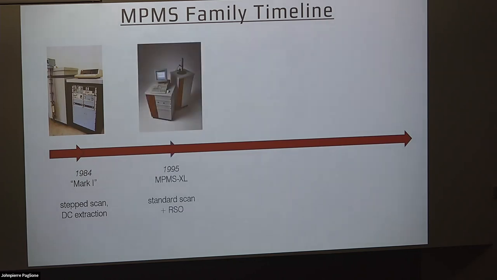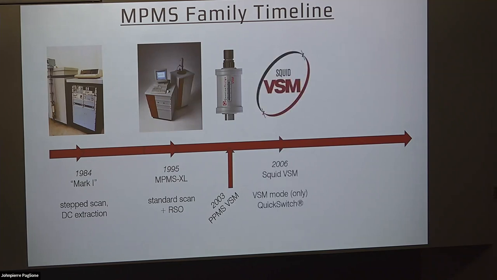The generation of product I used when I was a graduate student at UC Davis was this one here, the MPMS XL, which introduced the reciprocating sample option, which dramatically increased the sensitivity of the magnetometer. So again, this is a SQUID-based magnetometer, being able to measure the DC moment down to, well, with the latest generation, down to 10 to the minus 8 emu. And then in a parallel universe, we developed the PPMS, and we developed a VSM for the PPMS in 2003. And we developed this linear transport motor that's very useful. And the engineers at Quantum Design, actually our founder, was like, hey, can we do the best of both worlds? Can we do VSM with a SQUID? And that's when the SQUID VSM was developed in 2006.